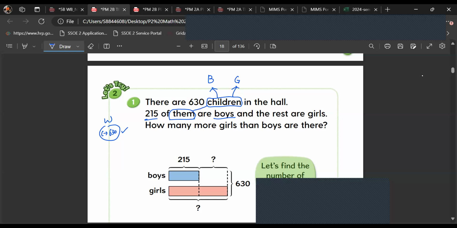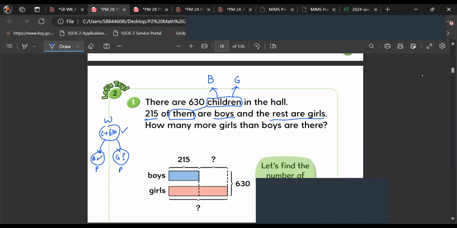So one part, he says these are the one part, right? One part is boys. The boys is also given. But do you know the girls? The other part is girls. The girls is not given. It just says the rest are girls. So you know how much is the girls?